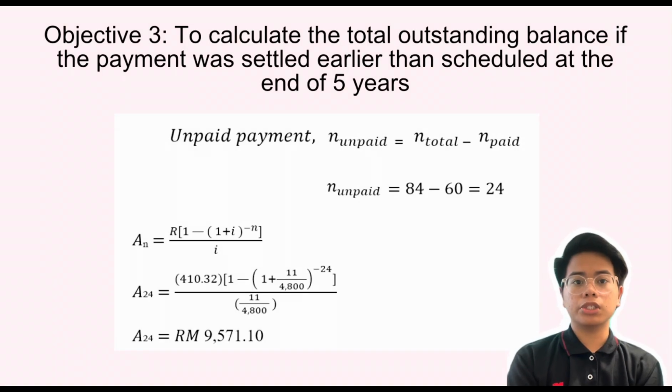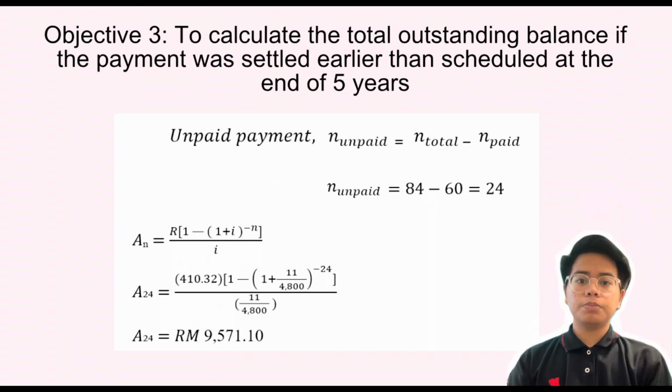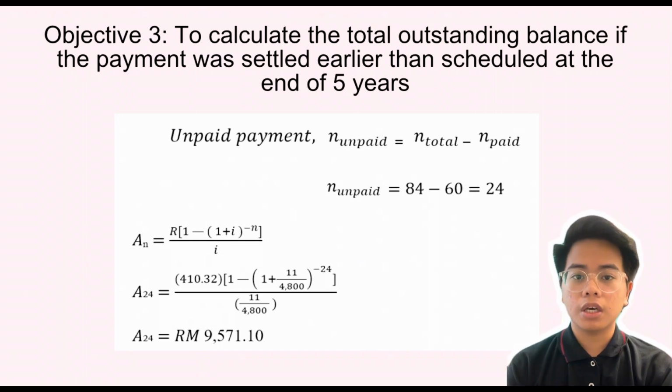We go on to the third question, which is to calculate the total outstanding balance if the payment was settled earlier than scheduled at the end of the 5 years. To find N unpaid, N unpaid is equal to N total minus N paid. N unpaid is equal to N total, which is 84, minus N paid, which is 60, and the answer we will get is 24.